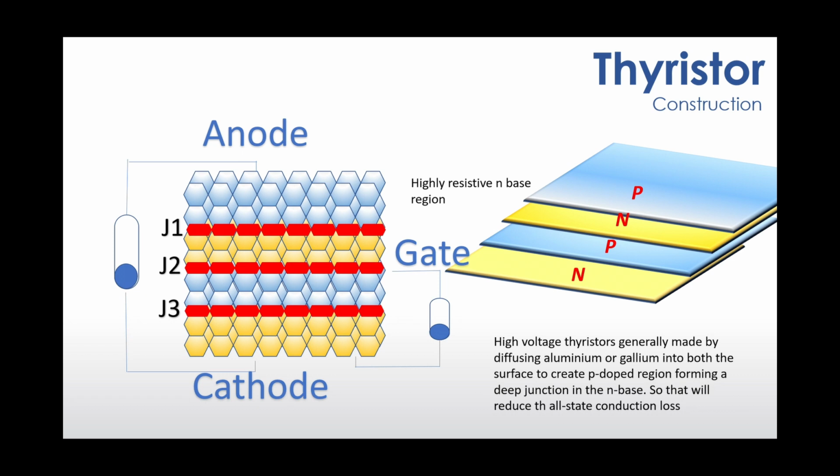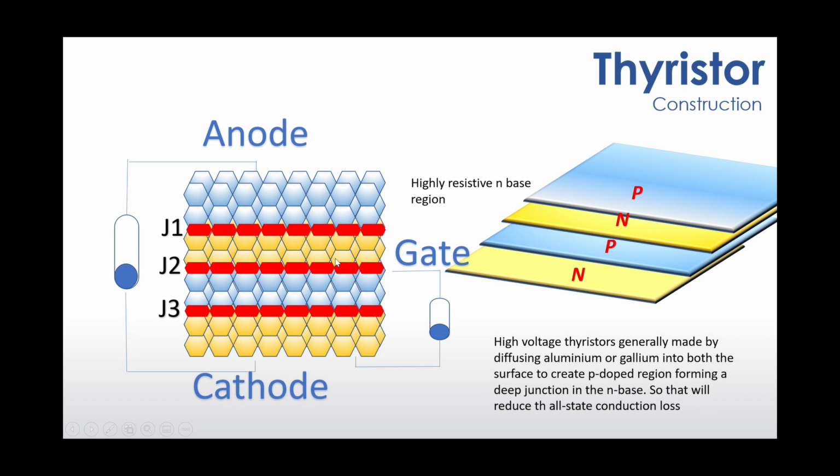To reduce those conduction losses, these n-base materials are doped by aluminum or gallium on both surfaces, coated to a p-doped region. So this forms a deep junction in the n-base, and it will reduce our on-state conduction losses. When we connect n and p junctions, it develops a certain barrier. We'll see this when I show you the small diode example. Basically, when we connect these 2 diodes in series, we will have 3 barriers. We cannot conduct directly, so we have to clear this barrier first.